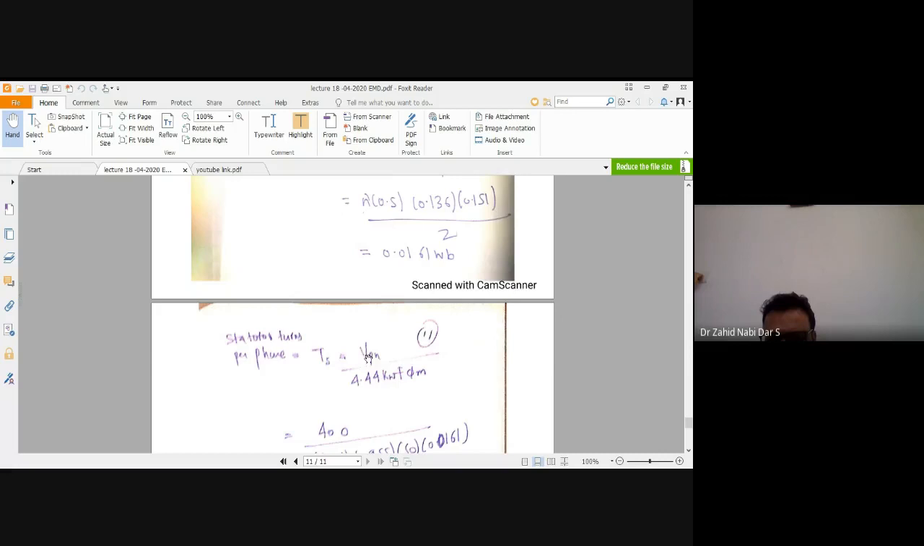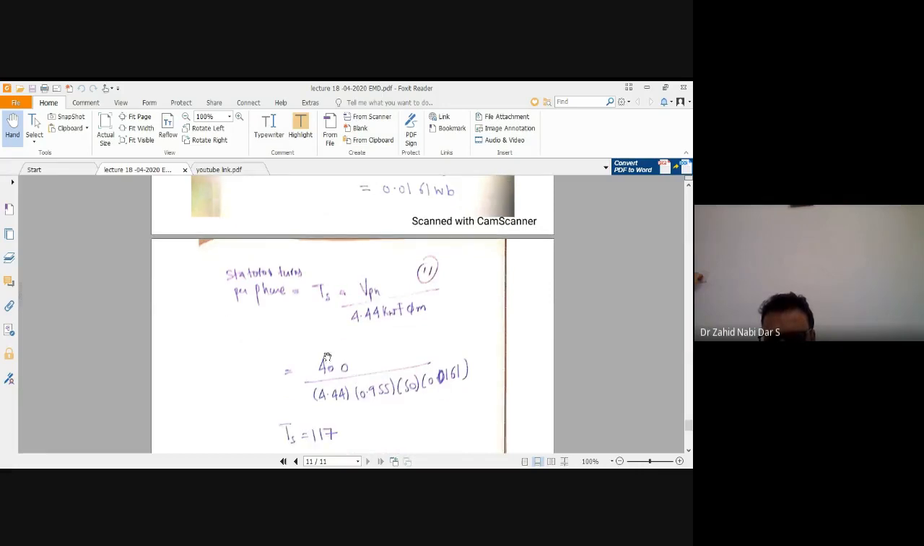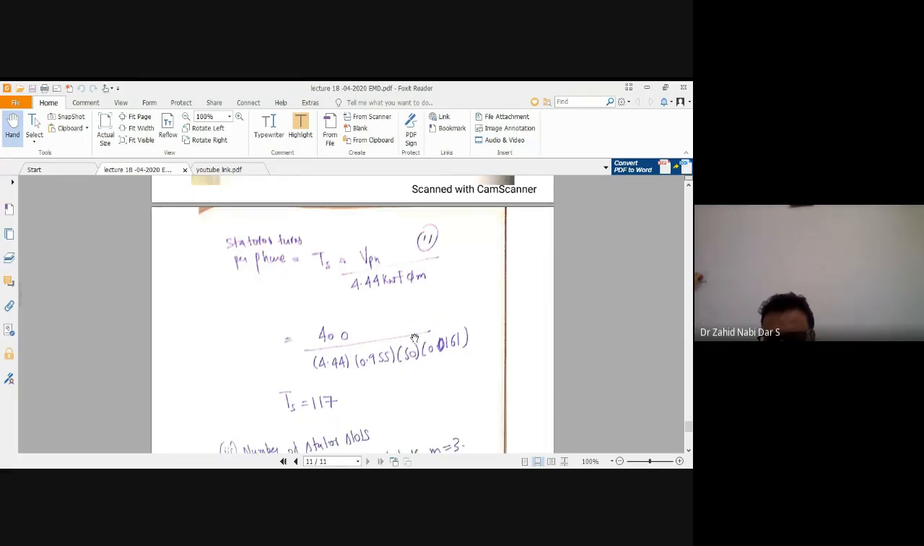Now stator turns per phase you can calculate. Ts is equal to V phase divided by 4.44, Kw, f, phi m. Kw value you have 0.955, f value you have is 50, and phi m value you just now calculated is 0.0161 Weber. So you have 400 equal to 4.44 into 0.955 into 50 into this value, and you get the number of turns. So it happens to be 117.